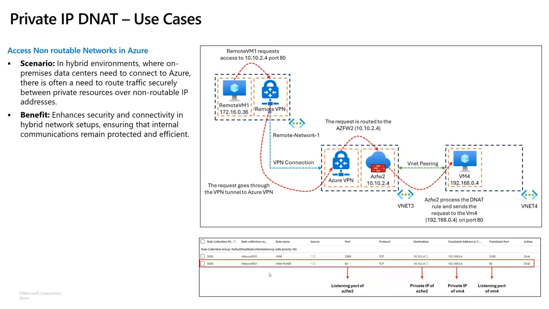In terms of how this looks, you can see here the listening port of our Azure Firewall 2, in this example port 80. This is the private IP address of this firewall, the private IP address of the virtual machine 4, the translated address, and then the translated port. So for the second use case, we're now able to allow this hybrid connectivity, and also support the use cases where you have non-routable networks. With that, we've covered the overview of the private IP DNAT within Azure Firewall.